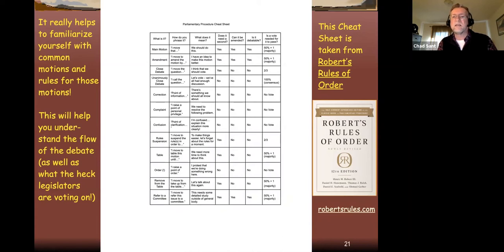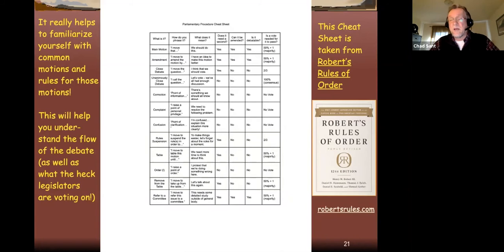Does it need a second? Yes, it does. Can it be amended? No. Is it debatable? No. And it requires a two-thirds majority of those members present in order to close debate. And if you successfully close debate, it has to move to a vote, basically.